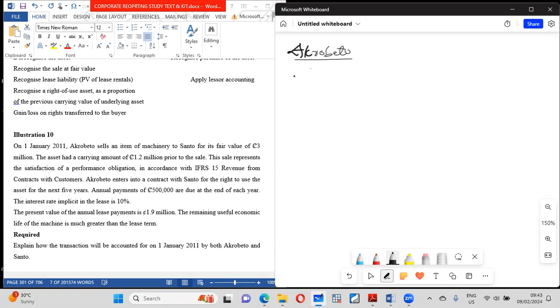So now, what do we do now? We would debit, of course, in the books of Acrobeto, he has received some money. He collected it from Santo. So we are going to debit Bank. At this date, he received 3 million. Okay, so that is what is going to happen.